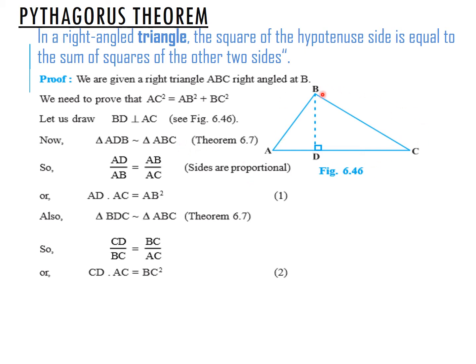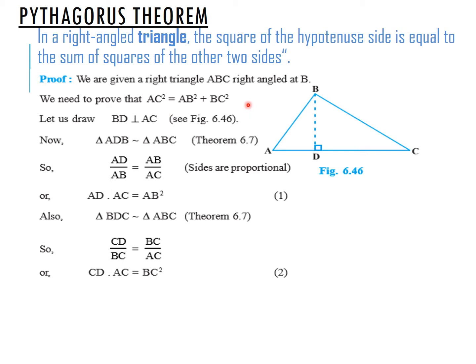So let us look at this triangle ABC. At first we will see that at angle B we have the 90 degree angle. Now we need to prove that AC square is equal to AB square plus BC square, which is the Pythagoras theorem. The square of the hypotenuse AC square is equal to the sum of the remaining two sides. So that will be equal to AB square plus BC square.